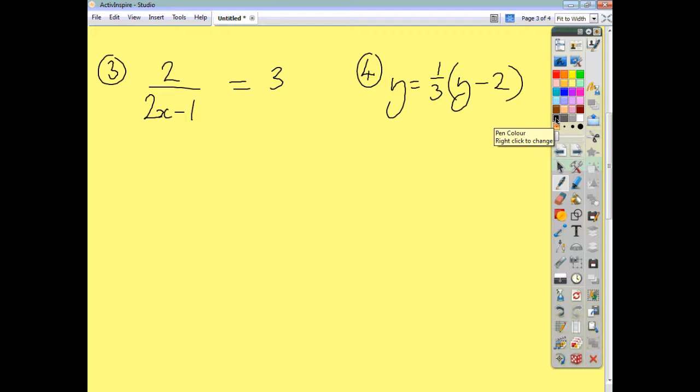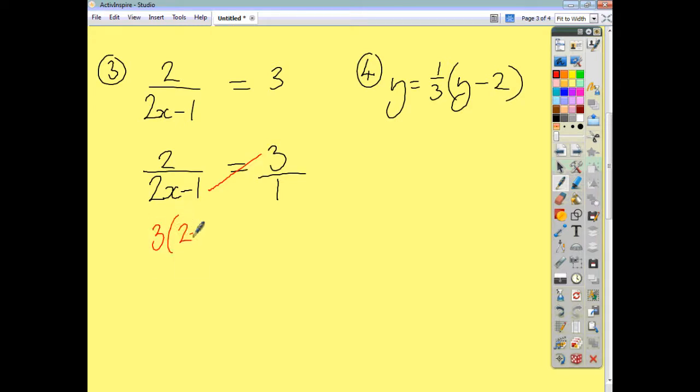But we can render it in such a way as to give us a fraction equal to a fraction. Because if I leave the left-hand side the same, then I can write the right-hand side as just 3 over 1, because that's what 3 is. 3 divided by 1. And then if I do cross multiplication, 3 lots of 2x minus 1 has to be equal to 2 times 1, which is 2.